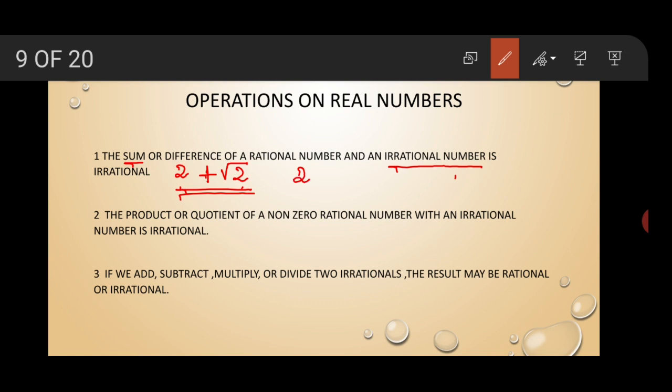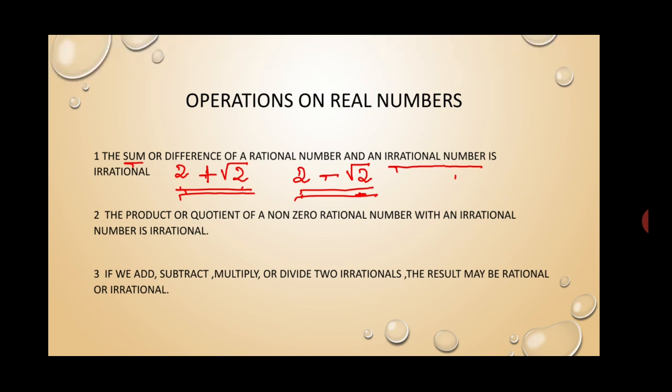Right? Similarly, their difference. I will take the same example. 2 is a rational number. Square root of 2 is an irrational number. So 2 minus root 2 is an irrational number. Therefore, here also we conclude the difference of a rational and an irrational number is always an irrational number. Now take down this. Yes.